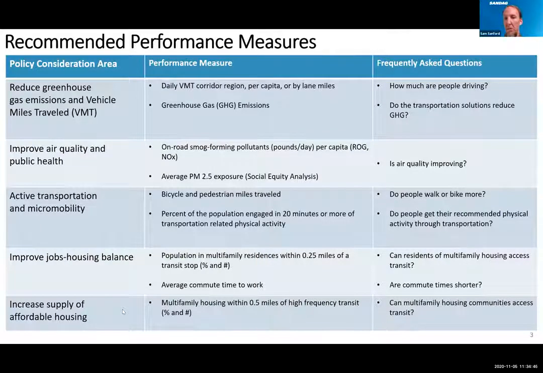So here we have the next 5 of the 12 policy consideration areas. The ones that are more traditional that you've probably seen in the past for other regional plans, I'll skip through a little quicker. But the first policy consideration area is the regional greenhouse gas emissions and the vehicle miles traveled area. So for this, we are looking at VMT, vehicle miles traveled, and we'll look at that as the region or that study area, per capita, and lane miles.